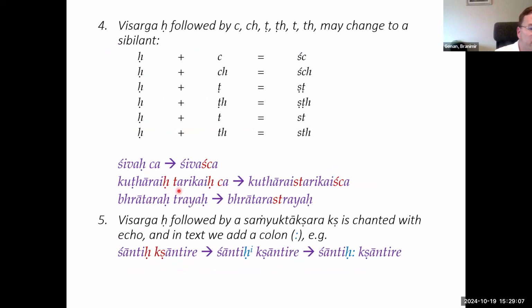Then before t, Visarga changes into s, and this is actually described here. Visarga plus t is st. Okay. And then, so these are the different combinations. And I think this is pretty much clear.